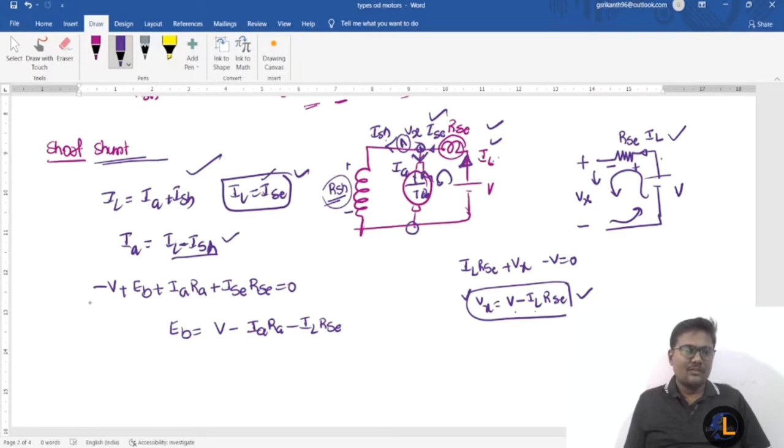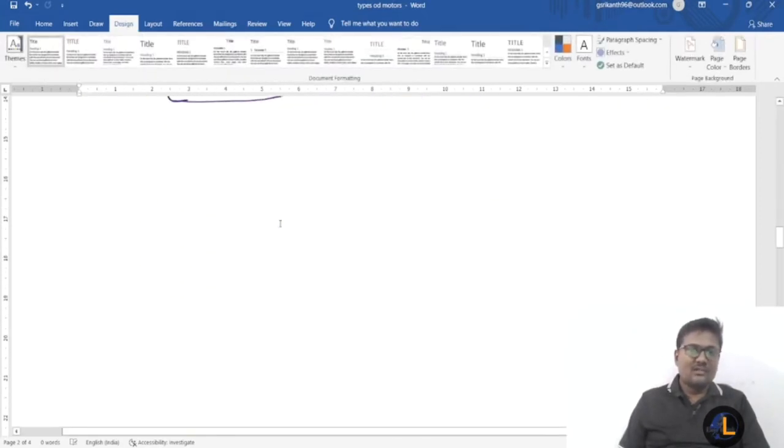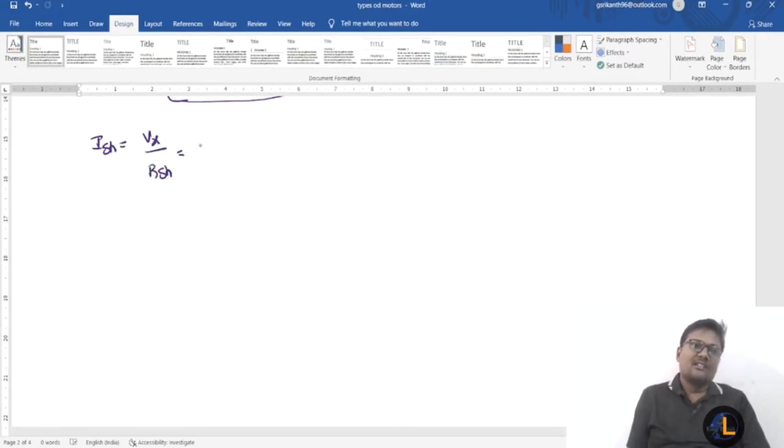If you apply KVL to this loop, minus V plus EB plus IA RA plus ISC into RSC is equal to 0. Then the back EMF EB is equal to V minus IA RA, so V minus IA RA minus IL into RSC. If you want to find out the shunt current, the potential across this field winding is Vx. So now ISH is equal to Vx divided by RSH. That means V minus IL into RSC divided by RSH.